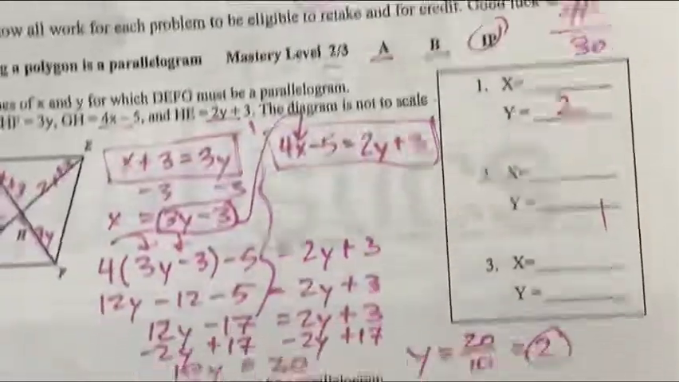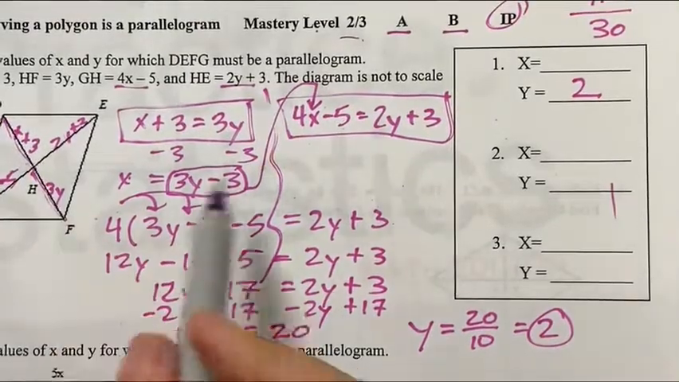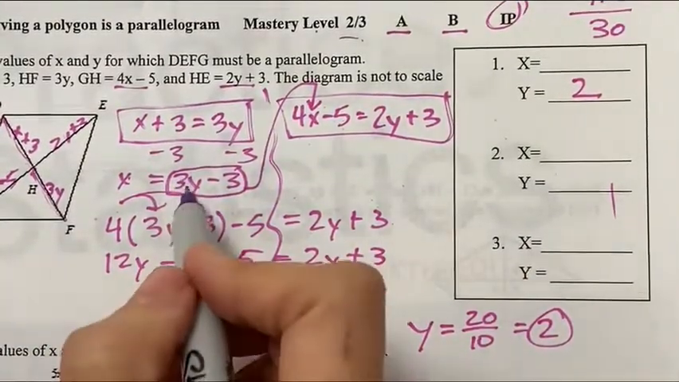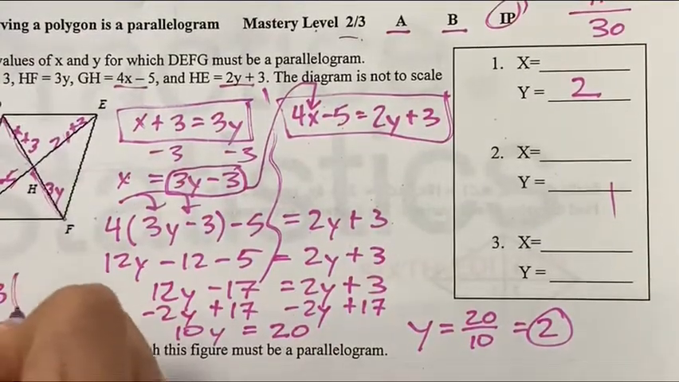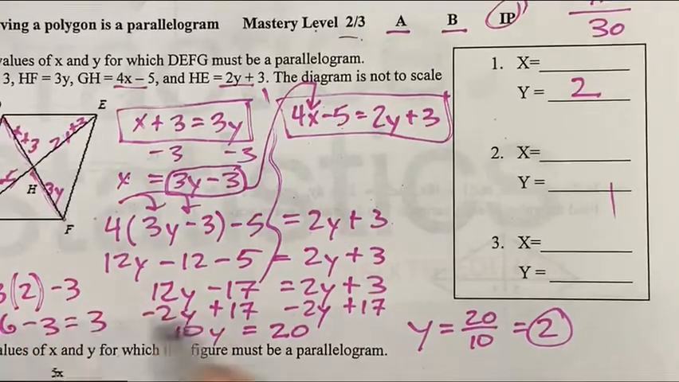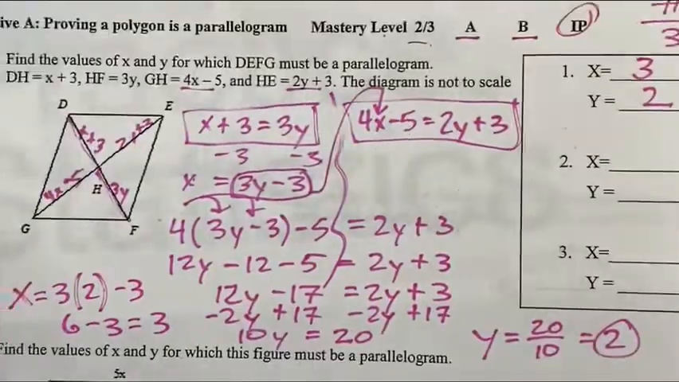Now let's plug this back in. Oh, excuse me, you weren't able to see that. I shifted it up there. So maybe pause it. Okay, now x is equal to 3 times y, which we know is 2, minus 3. So 6 minus 3 is 3. Okay, good job.